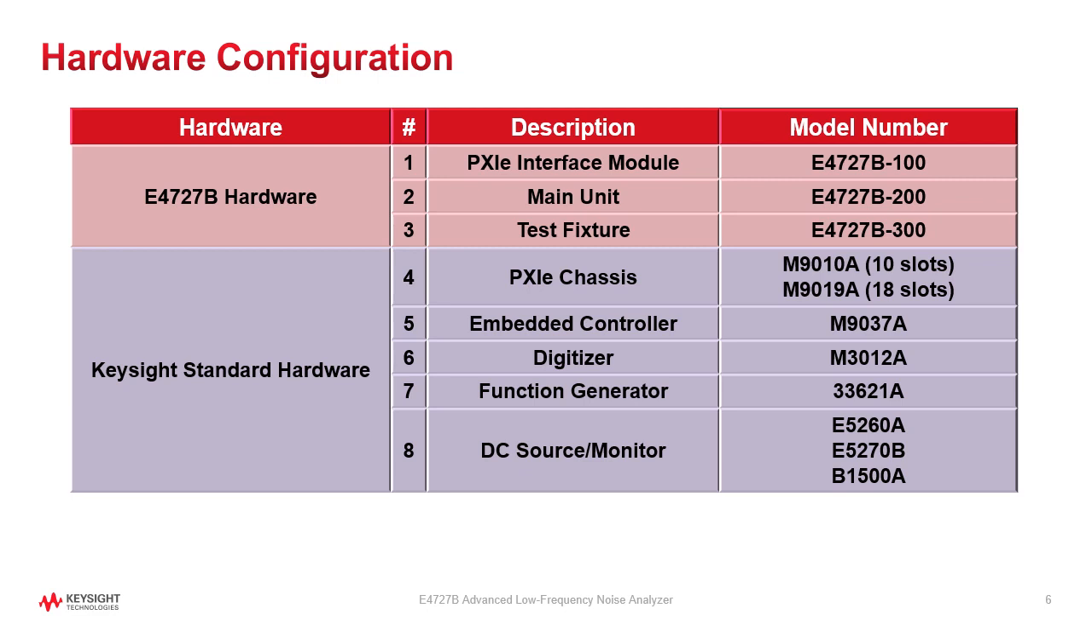Keysight standard instruments, the embedded PC and digitizer, are mounted in the PXIe chassis. The function generator and DC source monitor are external instruments from the PXI chassis. A very popular DC source monitor like the B1500A is available.